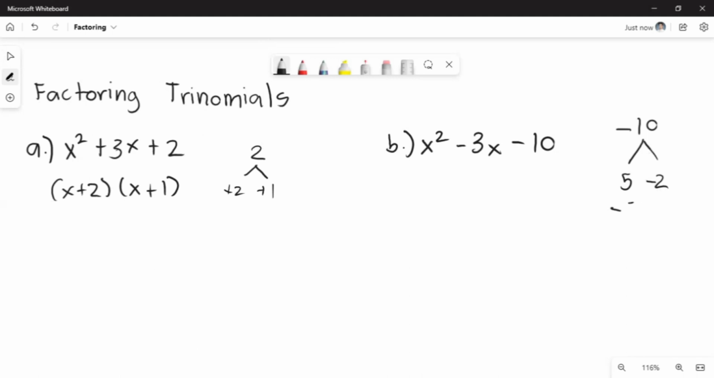Therefore, we should try negative 5 times positive 2. Negative 5 times positive 2 will give us a product of negative 10. And if we add negative 5 and positive 2, that will give us a sum of negative 3. Therefore, the factor of x squared minus 3x minus 10 is x minus 5 times the quantity x plus 2.